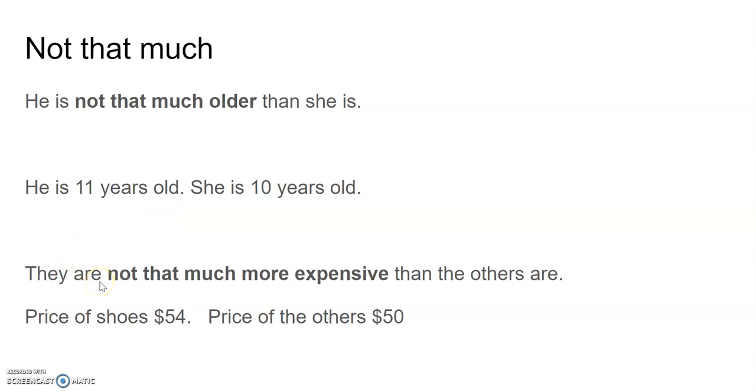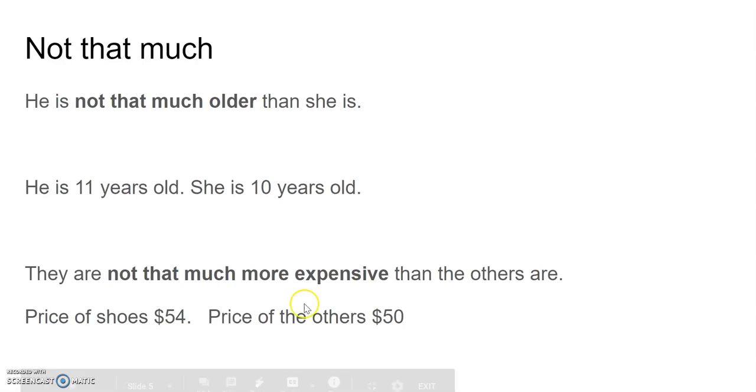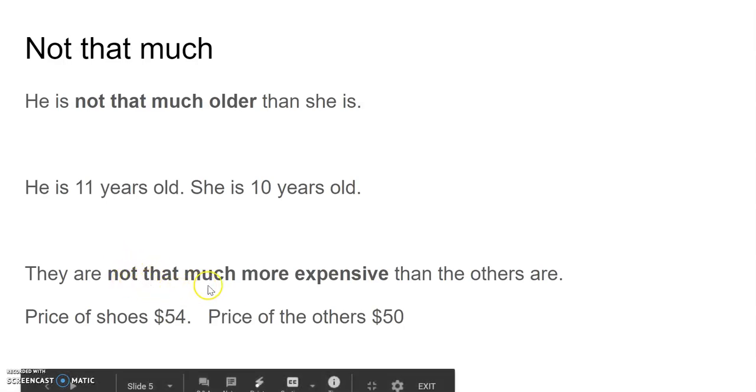Okay. Let's take a look at the final example. They are not that much more expensive than the others are. So if we break it down, for example, the prices of the shoes, $54. Prices of the others are $50. So $4 is not that much more expensive, right? So that's where we can use not that much more.